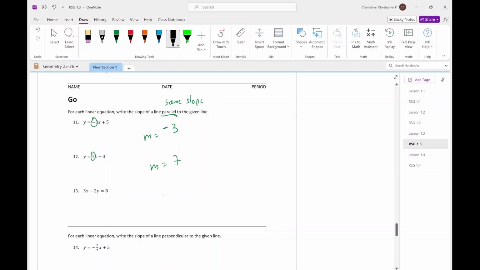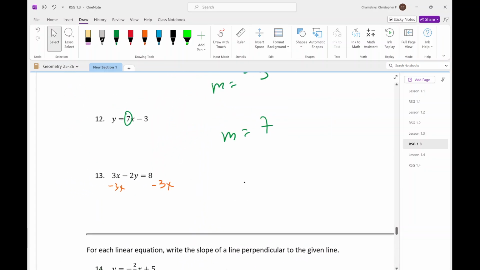I need to get this in point slope form. So I got to solve for y here. So the first thing I'm going to do is I'm going to subtract 3x from both sides. So that now I have -2y equals -3x plus 8. Then I'm going to divide everything by -2 to get y by itself.